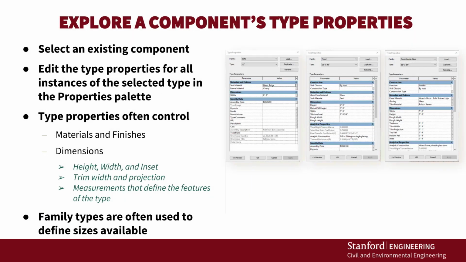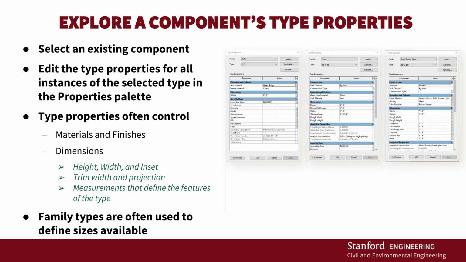Next, let's explore the type properties that are available for most components. Select an existing component, and when you edit the type properties, you'll be editing the properties for all instances of the selected type in your project. Type properties often control the materials and finishes of the families in your project. They often also control the dimensions, for example, the height, the width, or the inset of the object, maybe the trim width and projection, or any other measurements that define the features of the type.